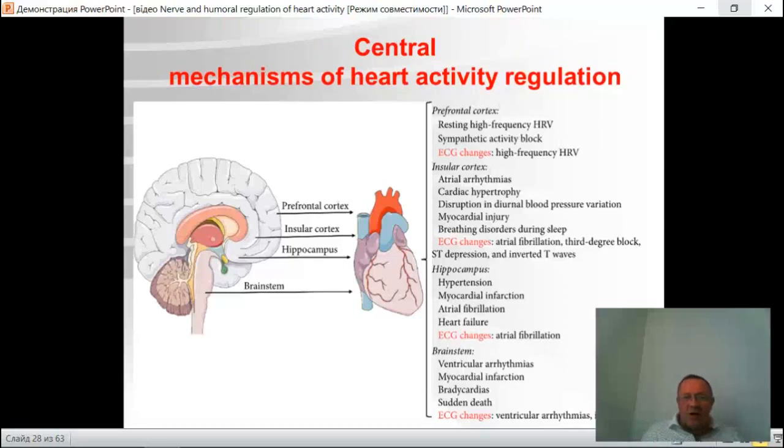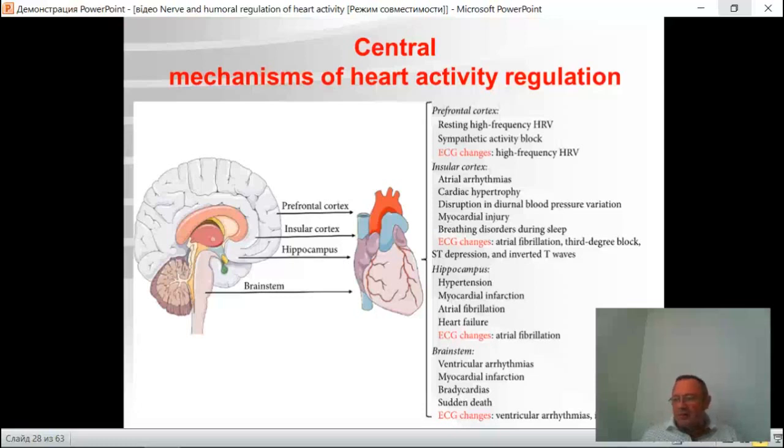Central mechanism of heart activity regulation. On the scheme, you can see the effect of influences of different parts of the brain on the heart. Prefrontal cortex has an effect on resting higher frequency heart rate. Sympathetic activity is blocked, and on the electrocardiogram there is higher frequency heart rate velocity.